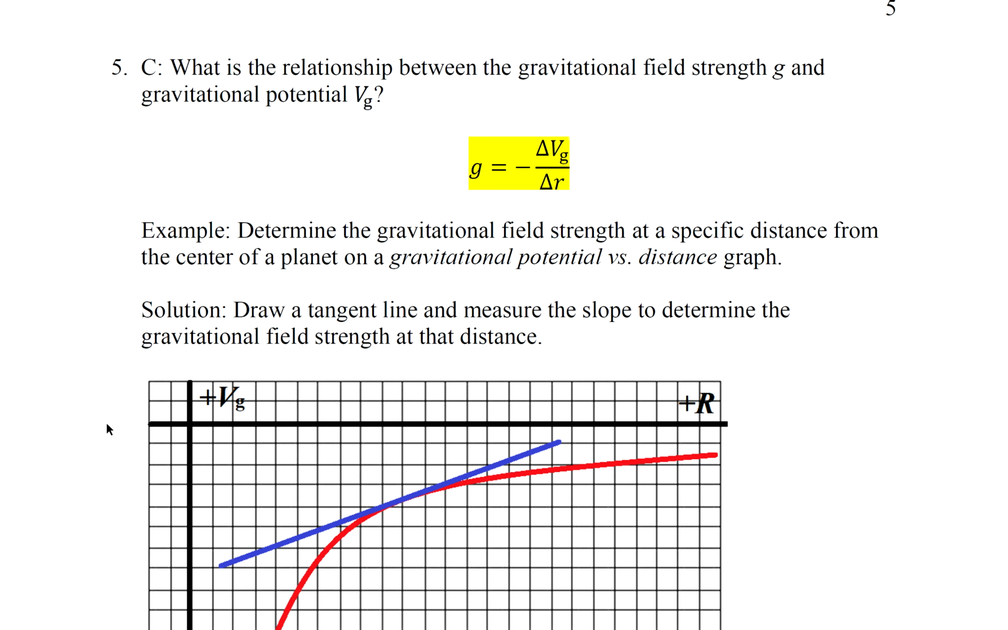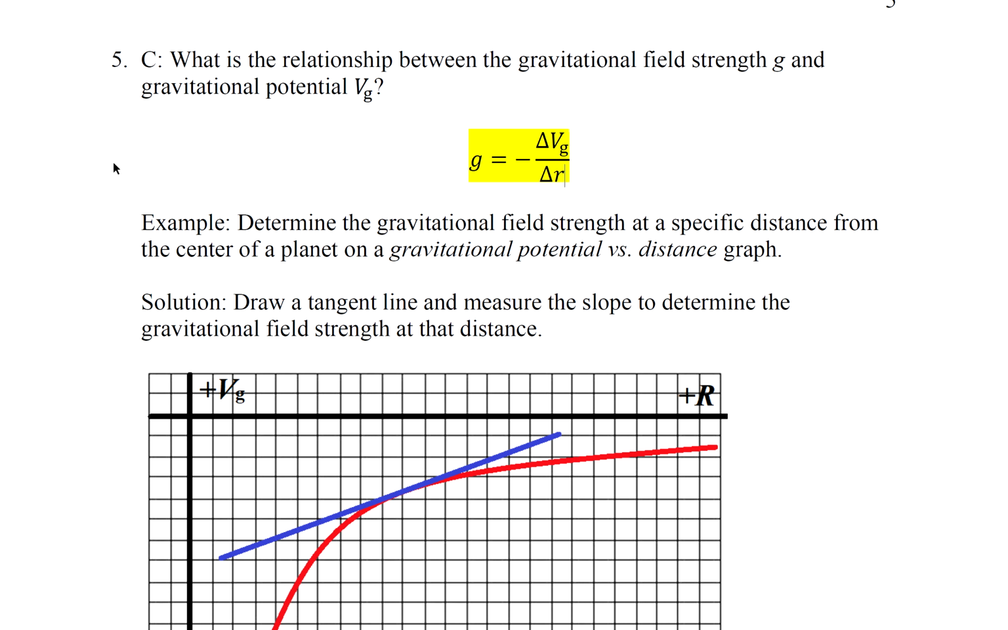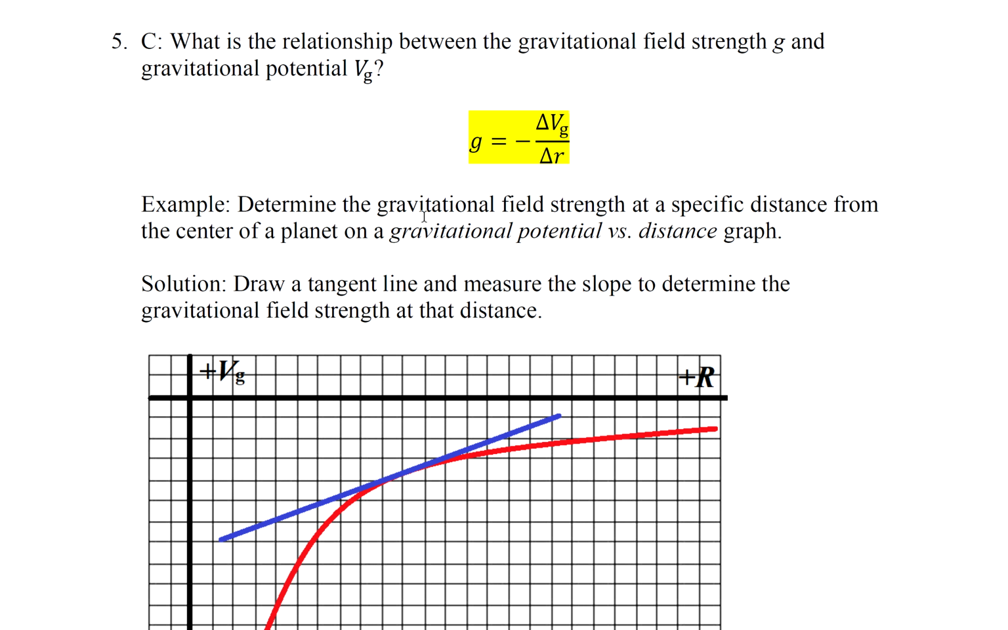Question 5. What is the relationship between the gravitational field strength g and the gravitational potential V sub g? This is the relationship. So, for example, determine the gravitational field strength at a specific distance from the center of a planet on a gravitational potential versus distance graph. The solution is to draw a tangent line and measure the slope to determine the gravitational field strength at that distance. So if you have a graph of V sub g versus r, just take the slope at any point and you can find little g.